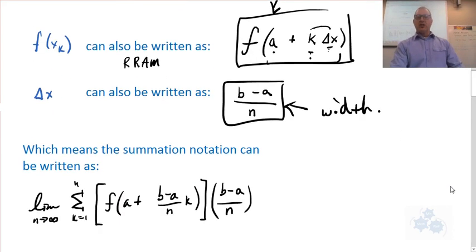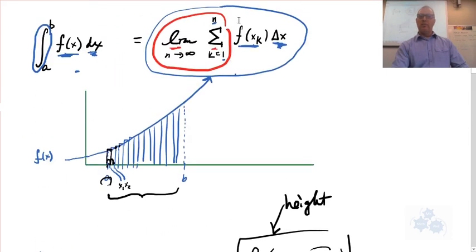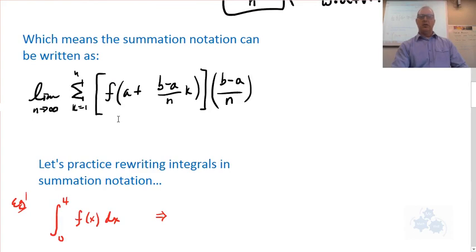Which means that this summation notation can be written like this, and please don't freak out. This may look a little more complicated than this one, but we're basically expanding these two, right? We're going to write these just a little bit differently, and this is what this becomes. Okay? So this is the pattern that we're going to use to interpret an integral, and we're going to write it in summation notation as a limit of sums. Okay, so I'll give you a moment to write that down, and then we're going to do a bunch of practice questions.